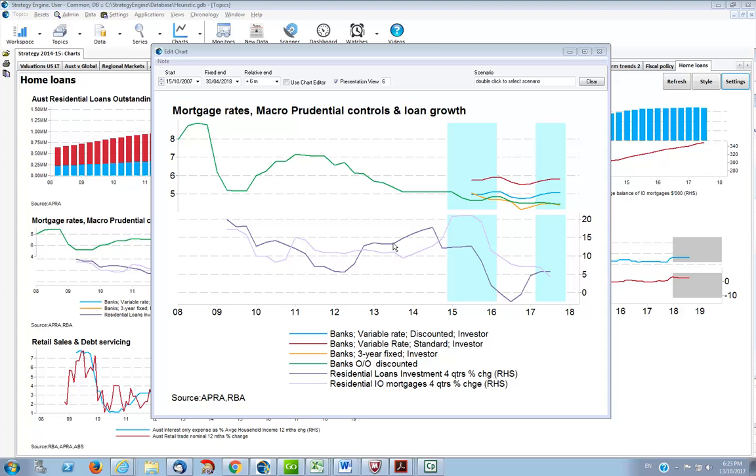The darker purple line on this chart shows overall investment loans. It shows a similar story, with strong growth that actually slowed after the first round of measures were put in place.